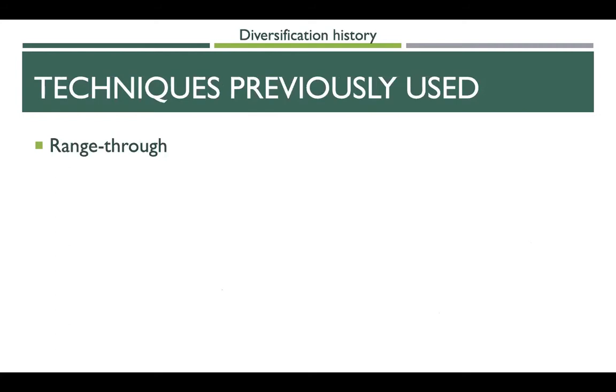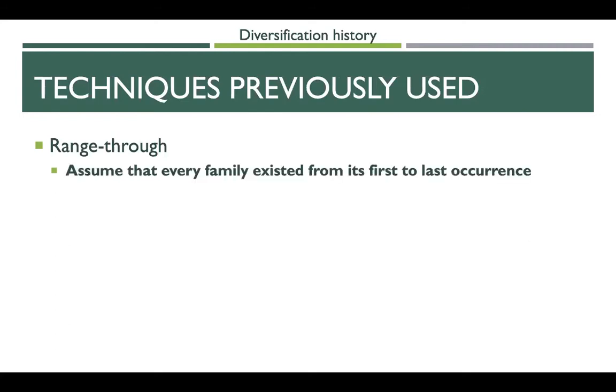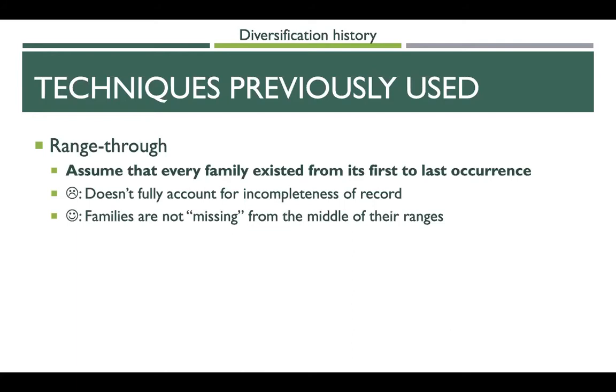The first and simpler of the two is the range-through method. So what you do is you assume that every insect family existed between its first occurrence and its last occurrence in the fossil record. One disadvantage of this is that it doesn't fully account for the incompleteness of the fossil record. Because the fossil record of insects is pretty spotty, we usually don't have good reason to believe that an extinct group of insects truly was absent from the landscape after its last occurrence that we know of in the fossil record. But one advantage of the range-through method is that families are not treated as missing from the middle of their ranges, even if they don't appear in every single interval in the middle of their ranges.